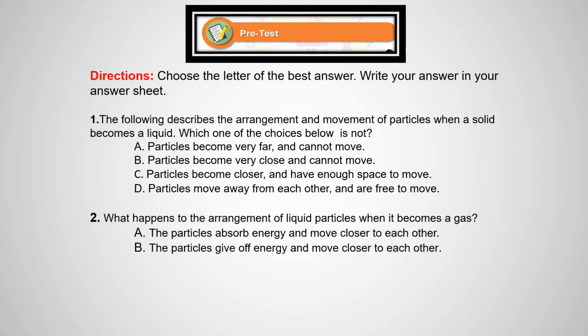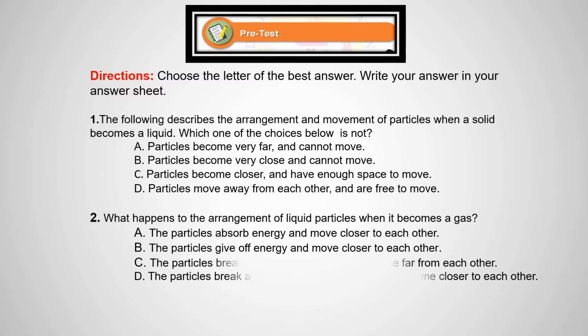Number 2. What happens to the arrangement of liquid particles when it becomes a gas? A. The particles absorb energy and move closer to each other. B. The particles give off energy and move closer to each other. C. The particles break away, move faster, and become far from each other. Letter D. The particles break away and move slowly as they become closer to each other.